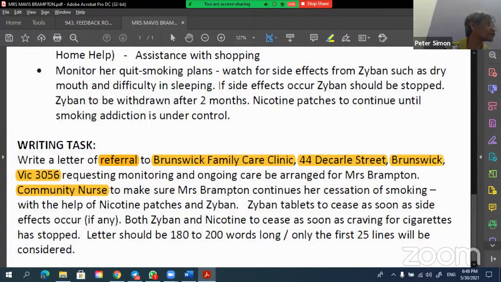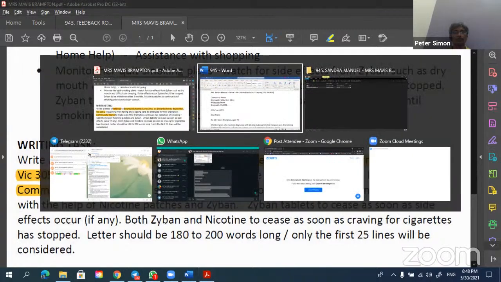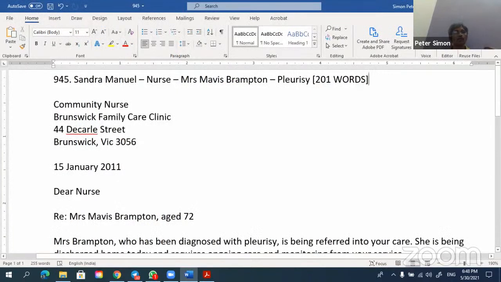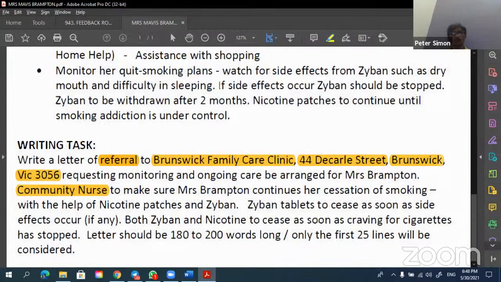Okay, right. Case notes. So fine, let me keep this case notes here. And now here it is. So if you're writing to community nurse, it should be the community nurse, or you can directly address to Brunswick Family Care Clinic. So you are writing there to Brunswick Family Care Clinic. So now let us say, write a letter of referral to Brunswick Family Care Clinic. And in the clinic, the community nurse to make sure of. So are you addressing to the community nurse, or are you addressing to the, okay, fine. So you have to see these things very clearly. Okay, now let us see here.